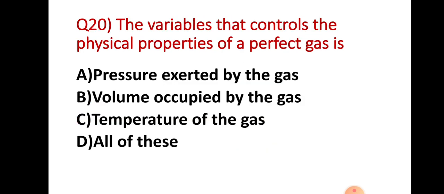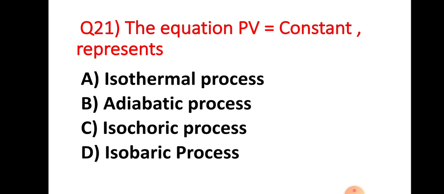Now let us see question number 20. The variable that controls the physical property of perfect gas is pressure exerted by gas, volume occupied by gas, temperature of the gas, and all of these is the right answer for this question. These three variables control the properties of gas, so these variables are called thermodynamic variables.